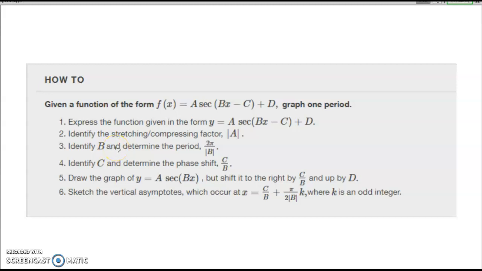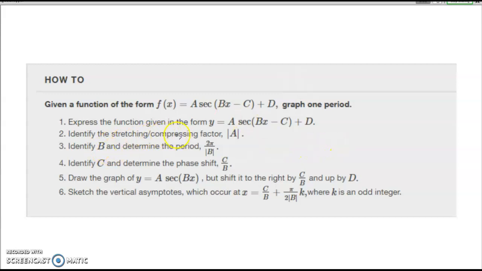Okay, let's look at a little bit more advanced example of secant functions. So again, we talked about this already. Our function is in the form of a secant bx minus c plus d. We're going to express it in this form, so we have to make sure it's first in this form.